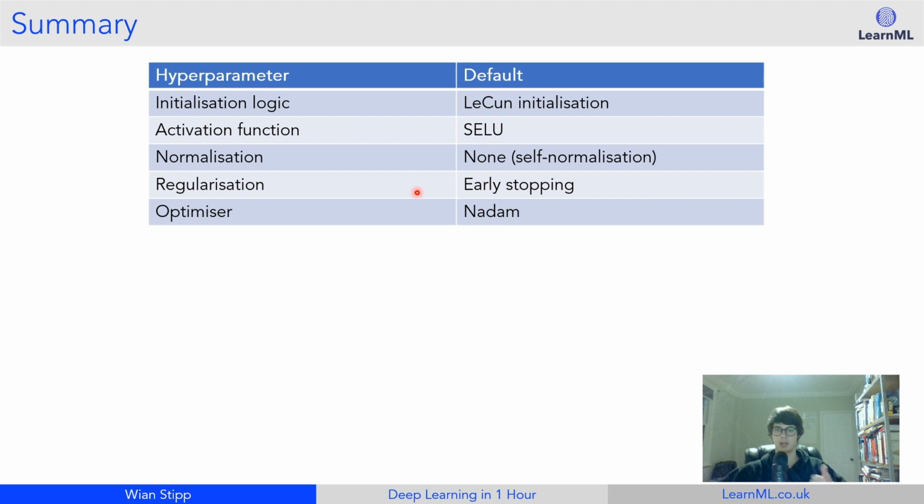Regularization: you can start with early stopping, where you stop training once your out-of-sample loss starts to diverge or increase. If this is insufficient, that's when you can add in dropout. And optimizer, of course, Nadam. We've seen practically that it works well.